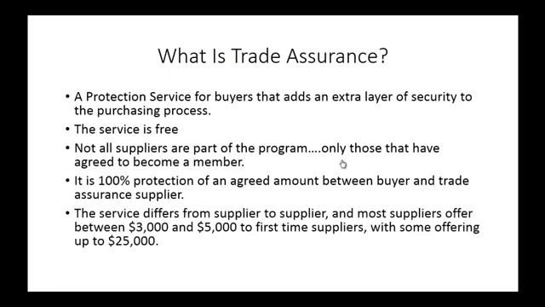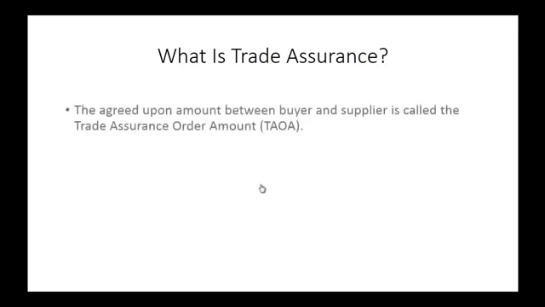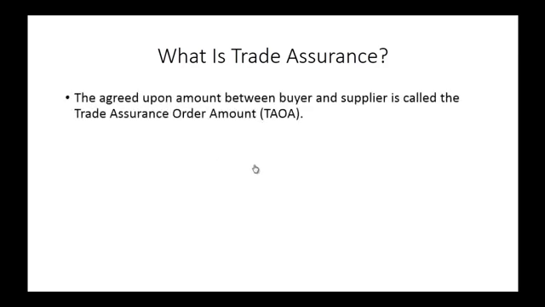Now the service differs from supplier to supplier, but most suppliers offer between $3,000 and $5,000 for those who are working with them for the first time, and some even offer up to $25,000. The agreed upon amount between the buyer and supplier is called the Trade Assurance Order Amount, or TAOA, and that's what we'll refer to it throughout the rest of this video.